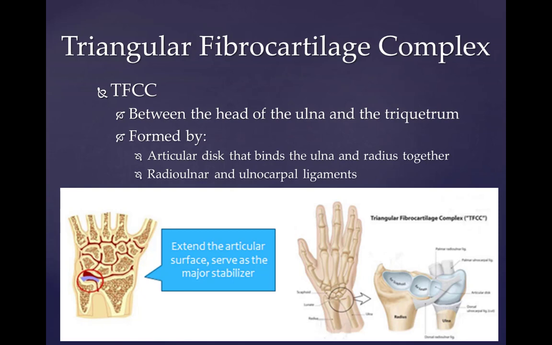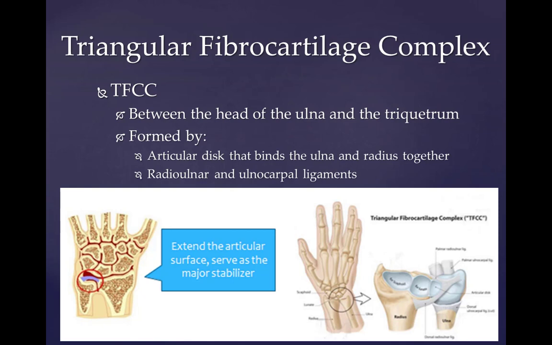The peripheral portion of the TFC is well vascularized, while the central portion has no blood supply. The disc is attached by a thick tissue to the base of the ulnar styloid and by a thinner tissue at the edge of the radius just proximal to the radiocarpal articular surface.